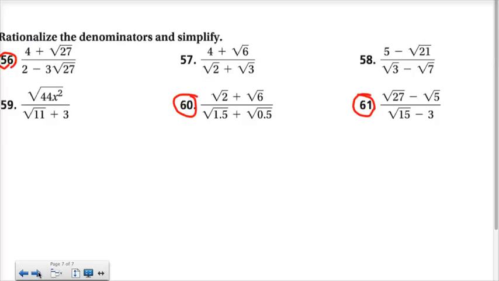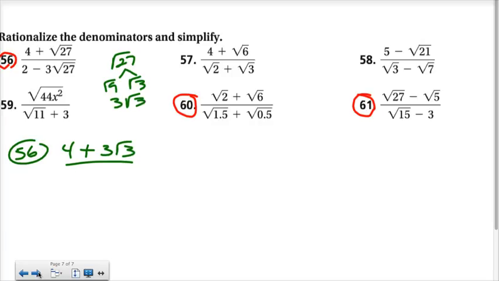Number 56 is rationalize the denominator and simplify. So 56 says 4 plus the square root of 27. That drives me nuts. I'm going to go ahead and simplify that right now. The square root of 27 is the square root of 9 times the square root of 3, which is 3 square roots of 3.